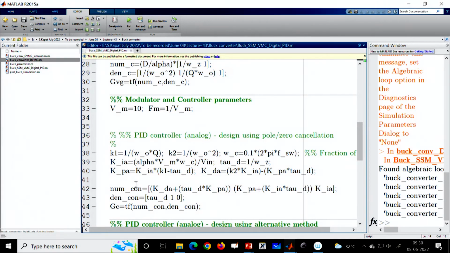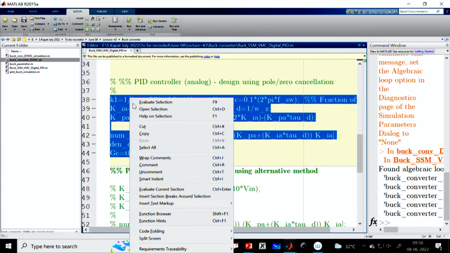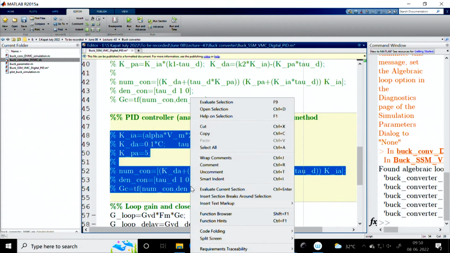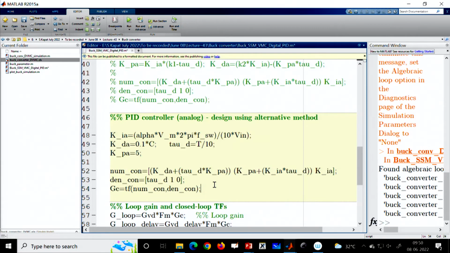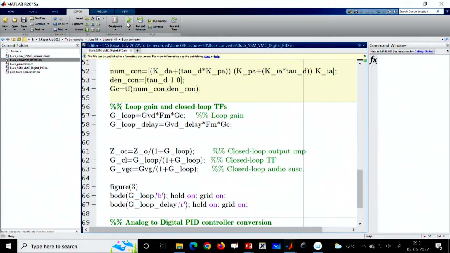In this case we are designing the controller using the alternative way, that means we are commenting this out, and this is the alternative design approach that I have discussed. In this approach we have set Ki, the analog controller integral gain, that I have just discussed, and Kd equal to this. Tau d you can take T by 10, T by 2, it does not matter. Then we are taking the proportional gain to be 5, and we have to check how much crossover frequency we are achieving, and then run and verify. So, let us do that.